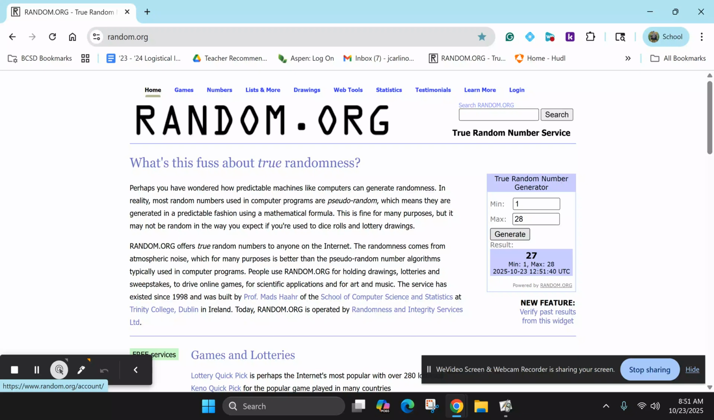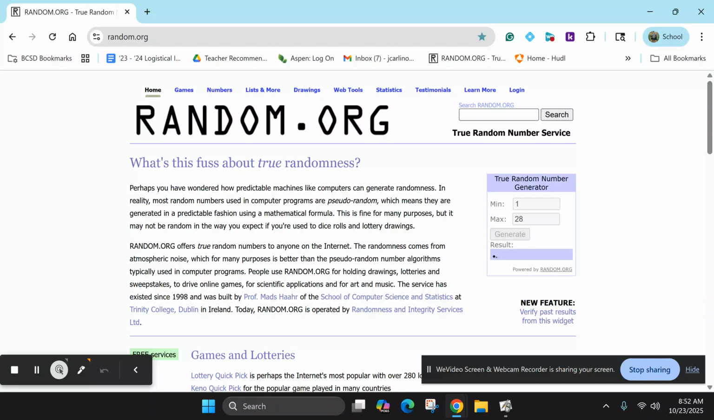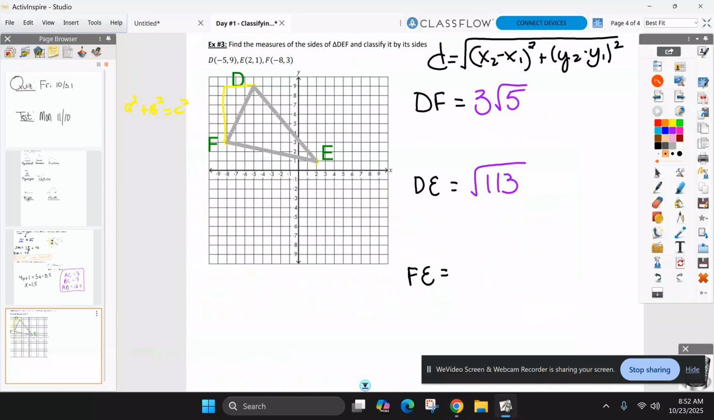All right, any of the other two here? And Nick, what do you want, DE or FE? DE, go ahead. DE? Square root of 113. Yes, that could not be broken down. That's why your calculator gave it to you like that. Square root of 113. And then finally, how about FE from somebody? Noah, back to you. 2 square root of 26. 2 square root of 26.